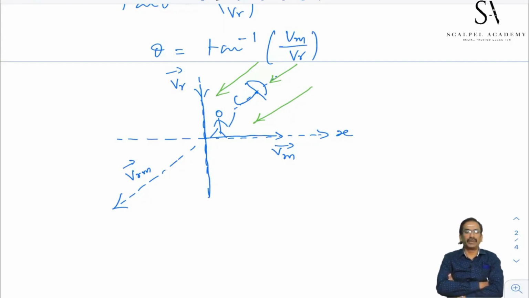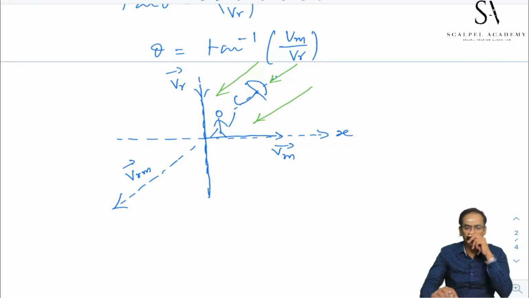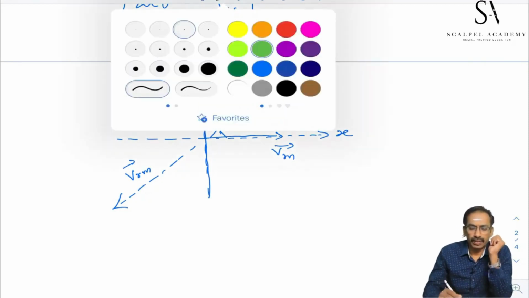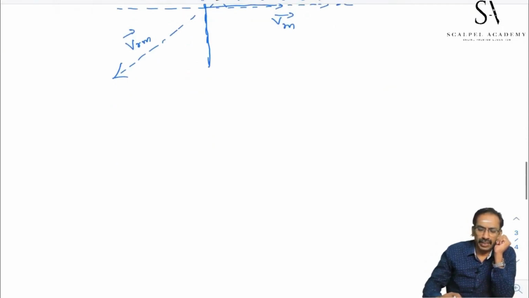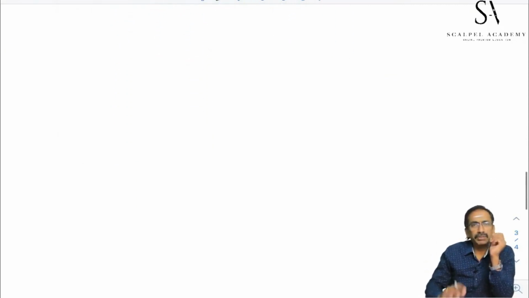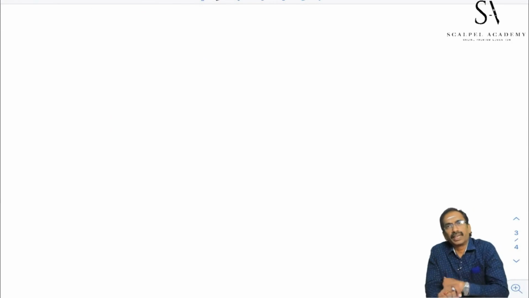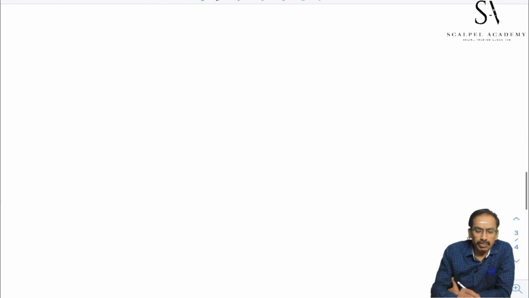I hope that you enjoyed a lot with this relative velocity. Okay, students, shall we go to the river boat problem? Shall we learn the concept first and then go to the problem next? River boat.